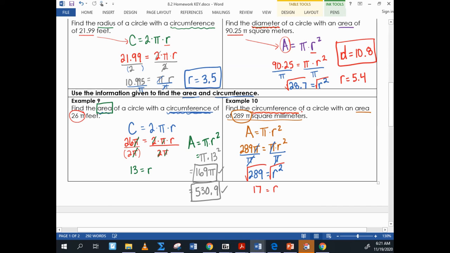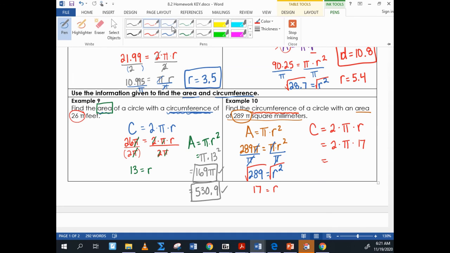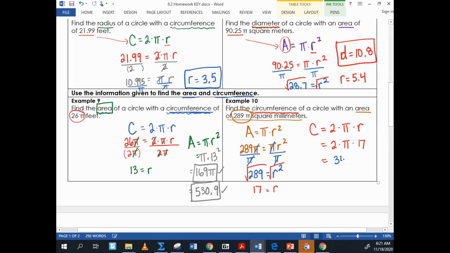Again, earlier that would have been the answer, but we're now going to use that radius to find our circumference. So now we're going to remember our circumference is 2 times pi times r, and just plug in that 17 for our r. So we have 2 times pi times 17. And that simplifies right here. What is 2 times 17? That's 34 times pi. So that would be a super answer.